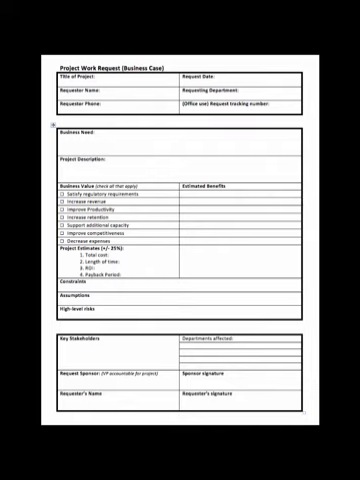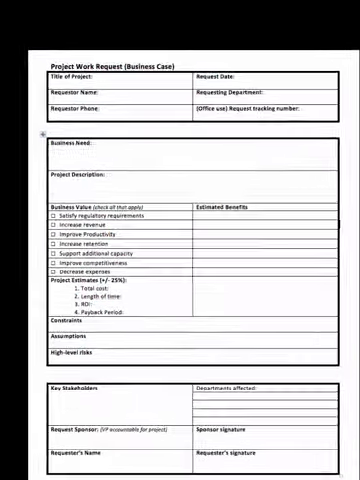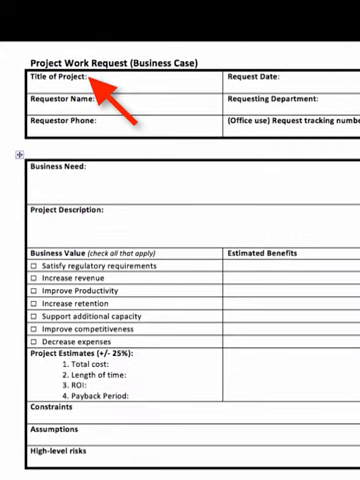So you'll notice it's divided into three large bold blocks. The first one is the administrative title of the project and things like that. The second one is a description of the project and justification for it. And the last one is the approval area. So let's start with the first block at the top, and we'll start with the title of the project.